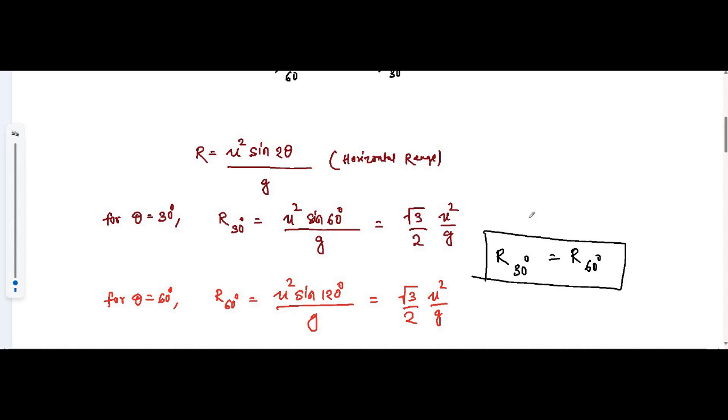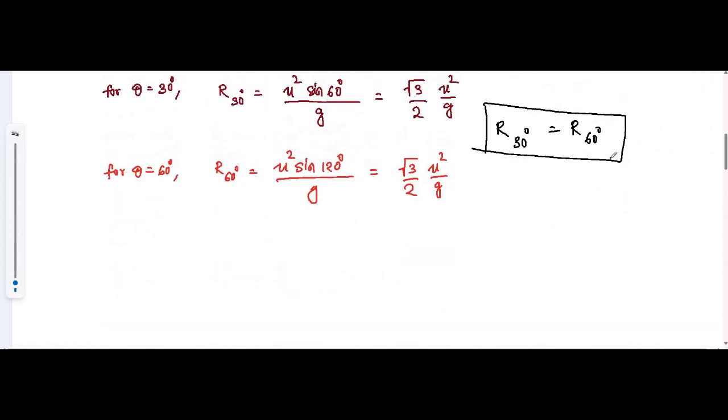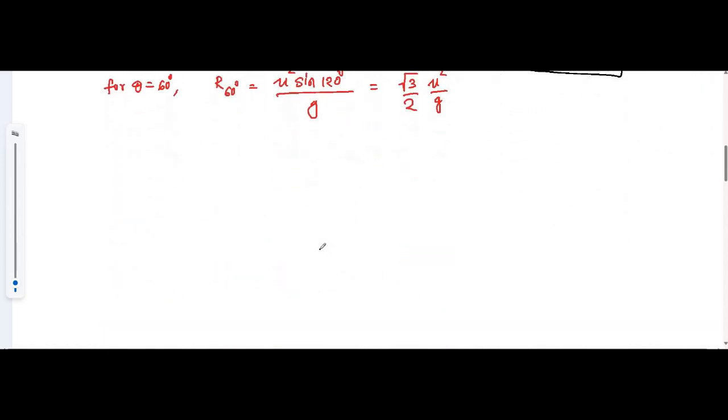So that was what was asked to prove in the question. So this is the first proof. Maximum height for 60 degree is 3 times the maximum height for 30 degree, and in both the cases the horizontal range will be the same.